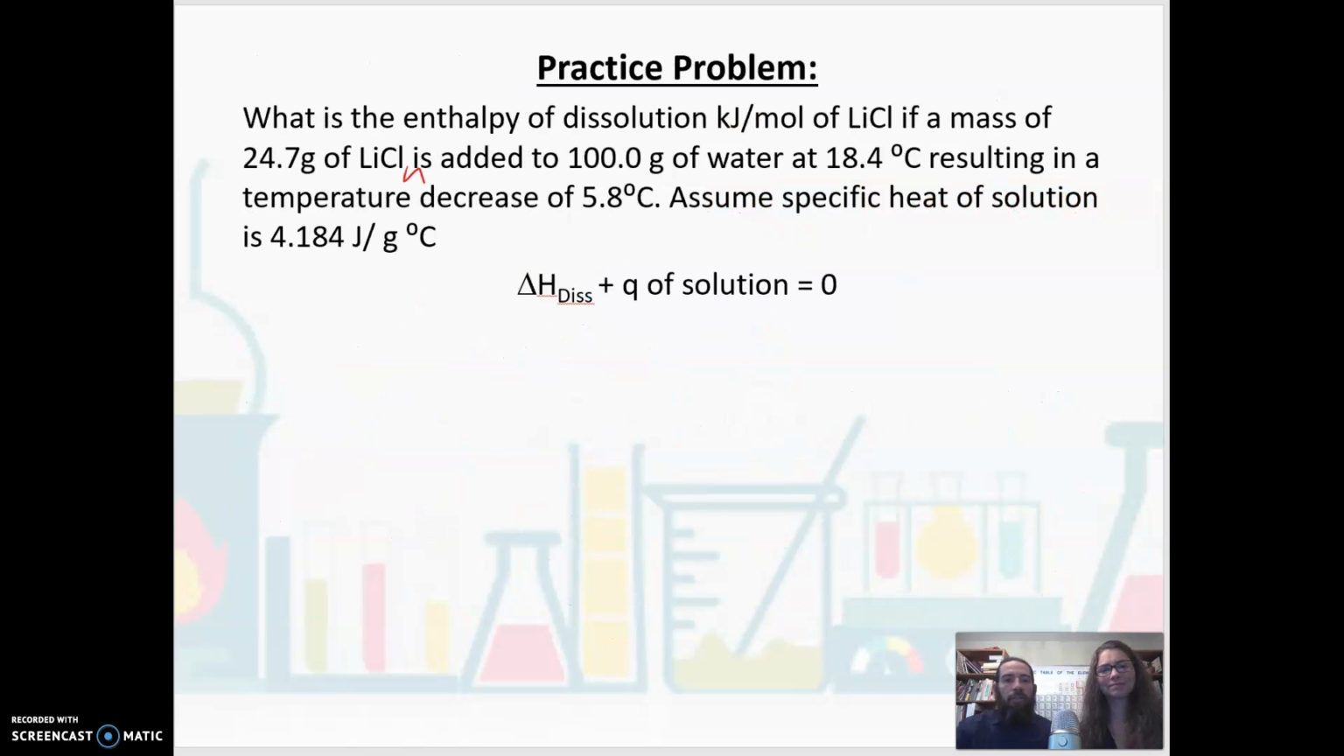Here's your practice problem. Not sure why that's there. It's okay. Okay, again, we're going to go to kilojoules per mole.